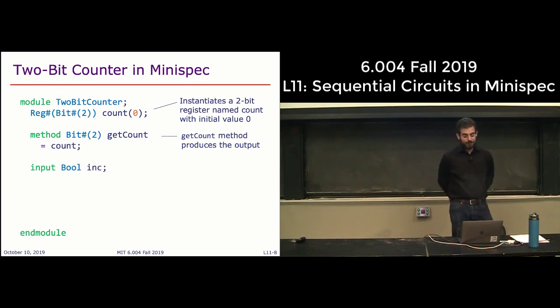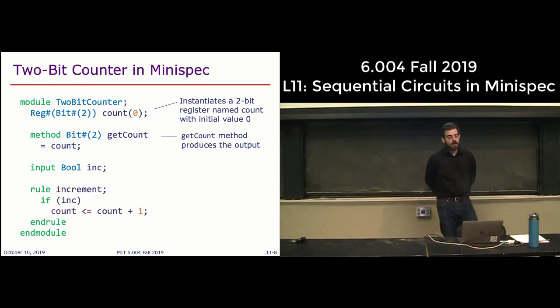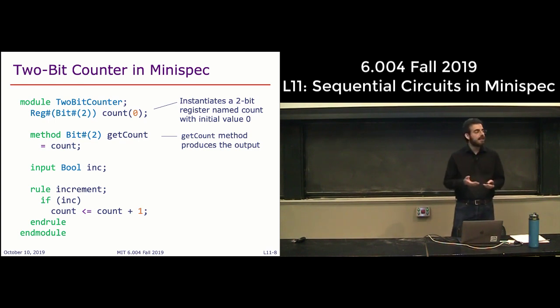Then we have an input called inc of type bool. That's fairly self-explanatory. And finally, what we need to do is compute the next state given the current state, right? And that is what a rule does, the last big element of modules. In this case, we're going to have a rule that's called increment. This is just like a function or a method, right? You can have a sequence of statements, but there are no inputs.